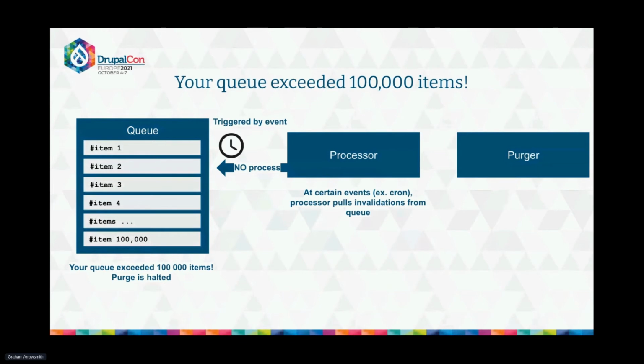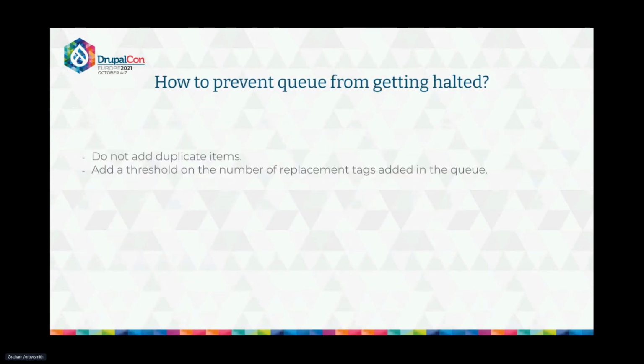So where we want to go next is how do we prevent the situation? And if we do get in a state where there's a large number of items in the queue, how could we recover from that? So Hemant, back to you.